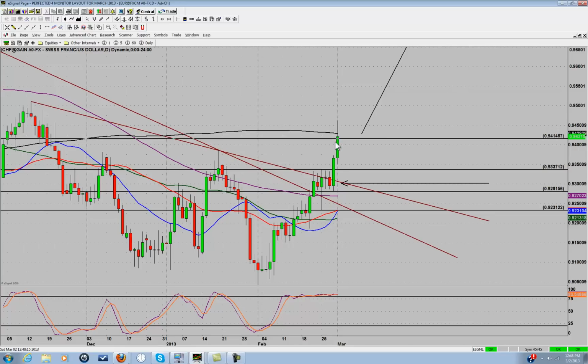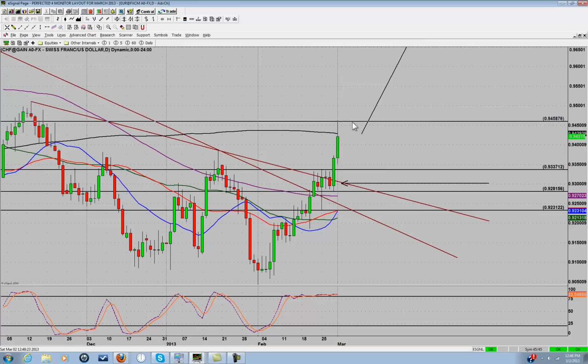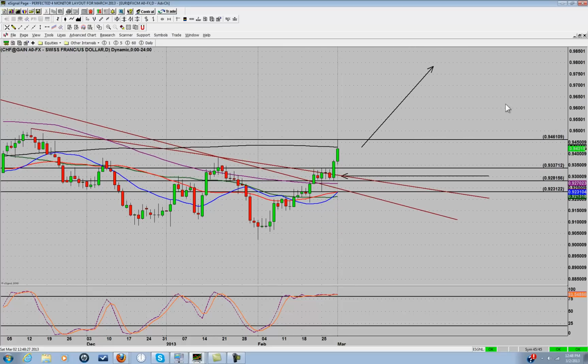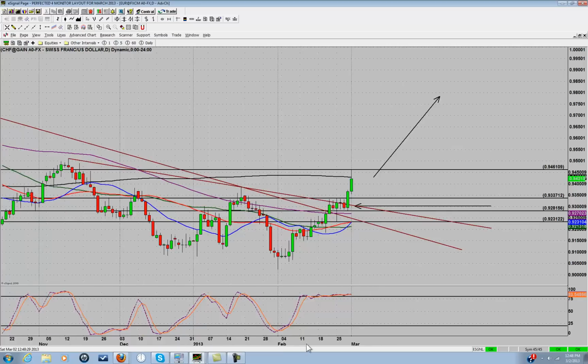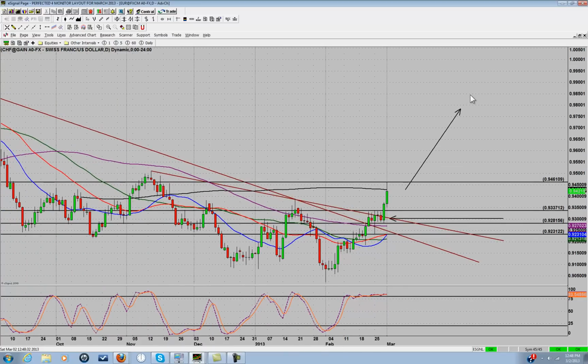I mean, we blew through the 886 fib. The 886 fib did not hold it. The 200 MA did not hold it. It went. It really went. This is a powerful, powerful signal. And so we're looking over many, many days ahead, the eventual return towards parity.